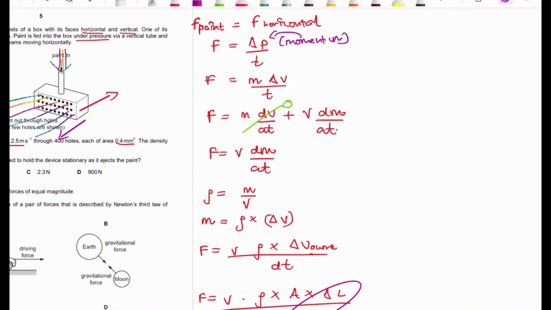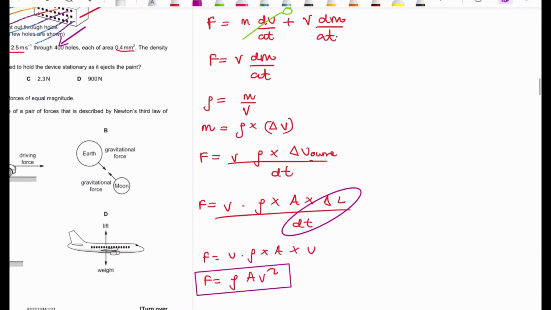I know that density is equal to mass over volume. Therefore, mass is equivalent to the density times the change in volume. The change in volume is really the area multiplied by the change in length. So the change in length divided by dt is speed, because displacement over time is your velocity. So your force would be your density times your area times your velocity. Very important for you to know these formulas, especially when you're solving a lot of paper 1 questions.